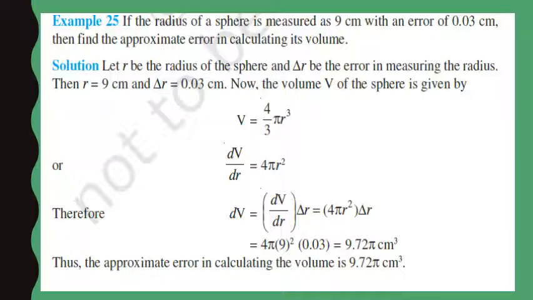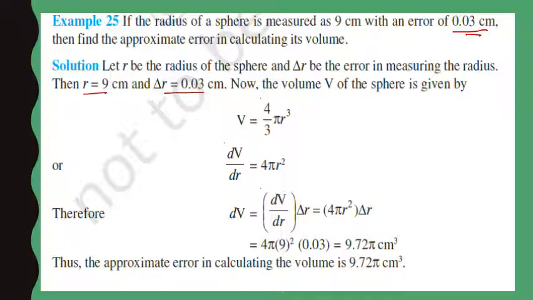Now, if the radius of a sphere is measured as 9 centimeter with an error of 0.03 centimeter. I think in physics you have studied about screw gauge and the vernier caliper. There error will be there. Find the approximate error in calculating its volume. So you take R is equal to 9, delta R is equal to 0.03. So the delta R is error.